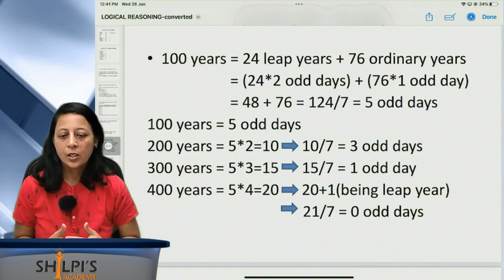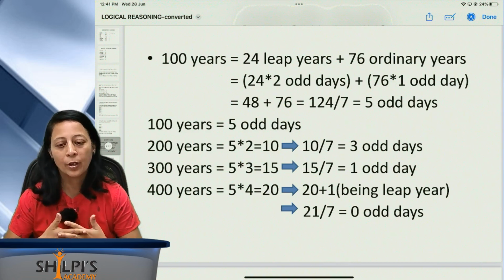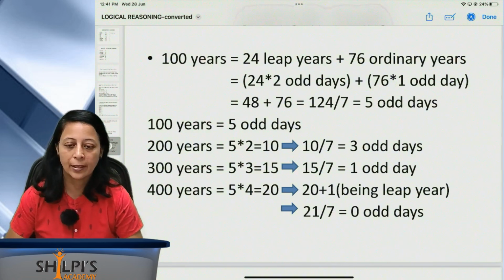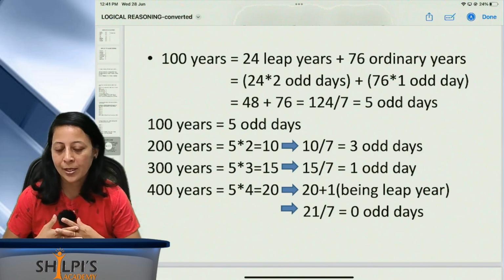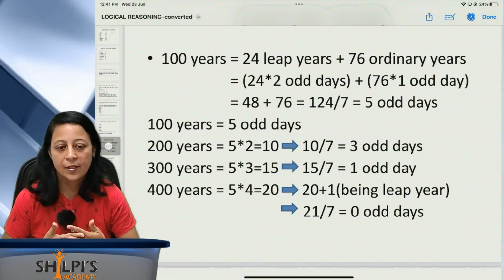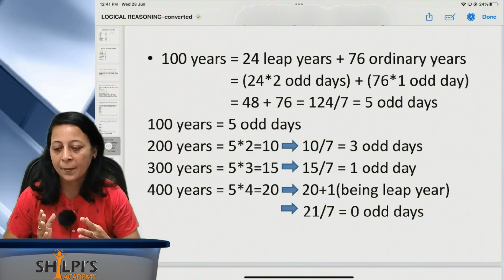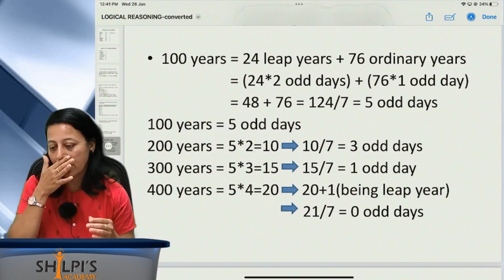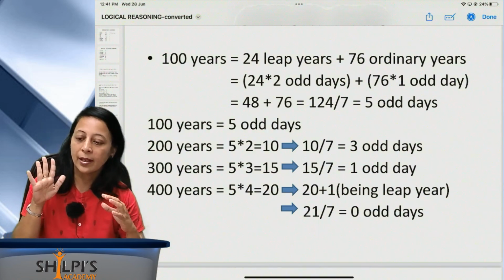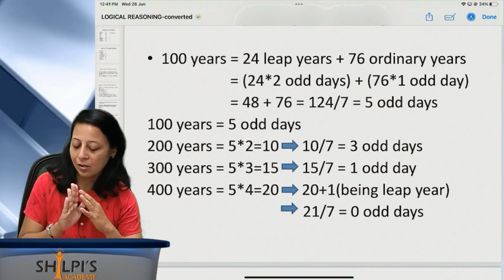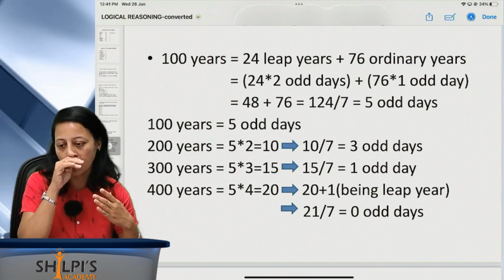Okay, students. As I have been telling you, 100 years consists of 24 leap years and 76 ordinary years, which means a leap year has 2 odd days. So 24 into 2 is 48, and 76 into 1 is 76. Both 48 plus 76, you have to divide by 7. Finally, the remainders should be only based on 6 for the days to be counted. It should not be more than that.